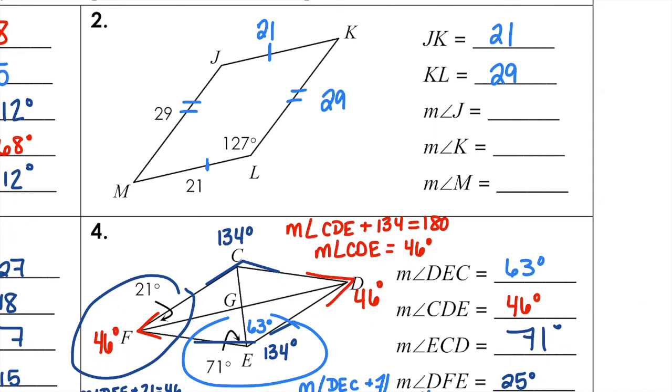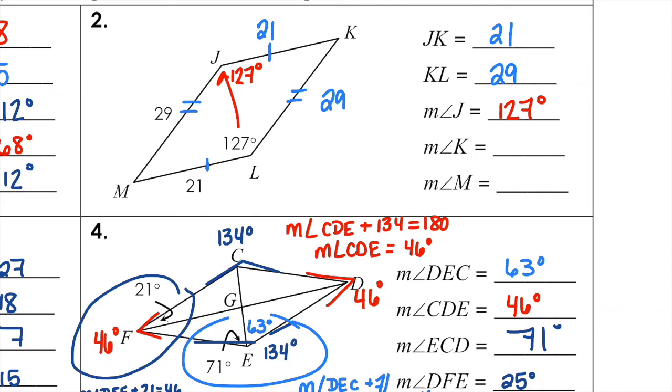Angle J. What do we know about opposite angles of a parallelogram? Opposite angles are always congruent. Well, J is opposite of L, and if L is 127, then J has to be 127. So this is where we got to do a little bit of math. We can't just write stuff down, unfortunately, no more.